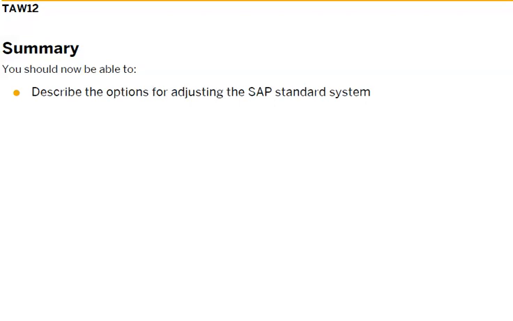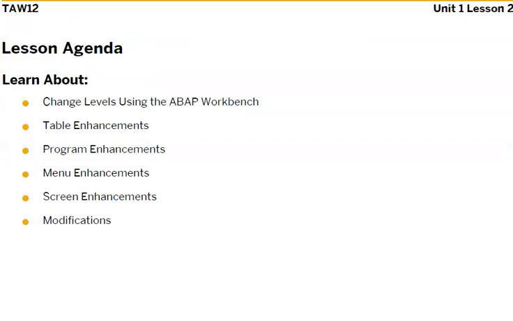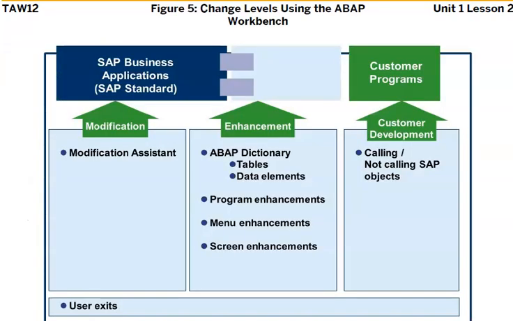Describe the options of adjusting the SAP standard system. So enhancement types. These are the different types of enhancements at different levels: table enhancements, program enhancements, menu enhancements, screen enhancements, and modifications. We have the change levels in the ABAP Workbench.